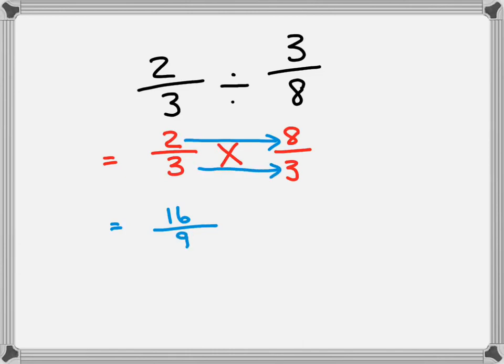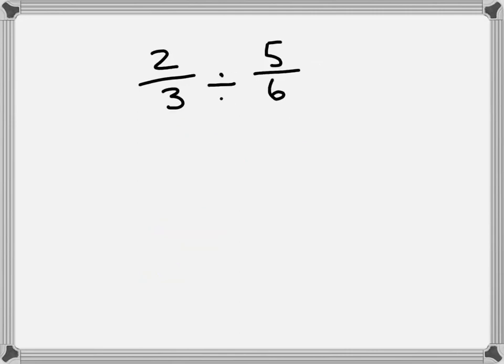And as you know from our previous lectures, you never leave it in the form of an improper fraction. We convert that improper fraction into a mixed number. 9 will go into 16 once with a remainder of 7 over 9. Because 16 minus 9 is 7. Okay, got it. Let's look at the next one.